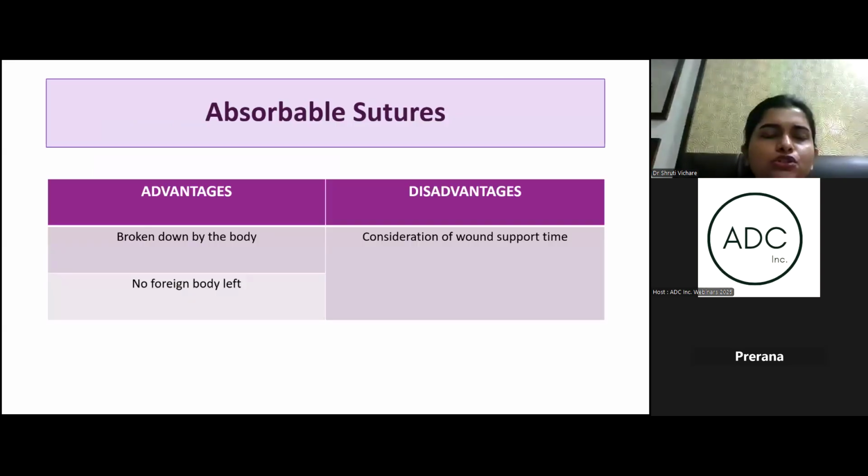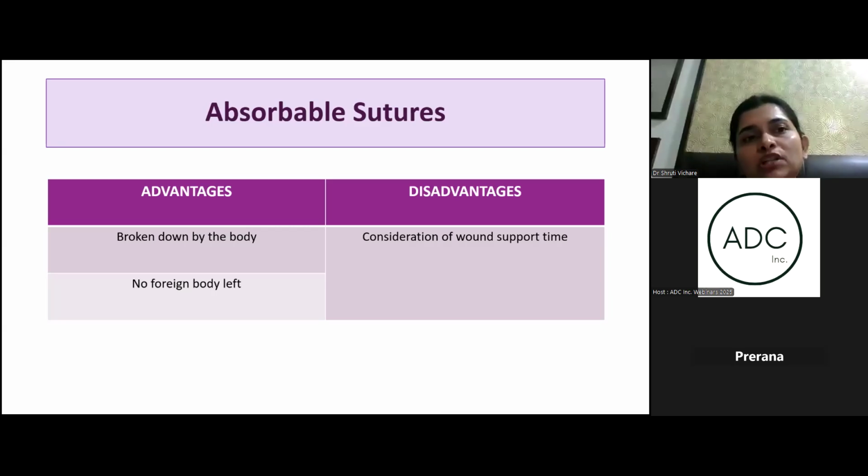The general advantage of all absorbable sutures is that they are broken down by the body. Hence, there is no foreign body left behind. And the disadvantage, which you need to understand well, is consideration of wound support time. Since the sutures resorb on their own, and since we are not removing them, there is a possibility that sutures can get resorbed before the wound healing is complete. Wound support time is the time of support required by the wound, the support that the suture offers to the wound, for it to completely heal.